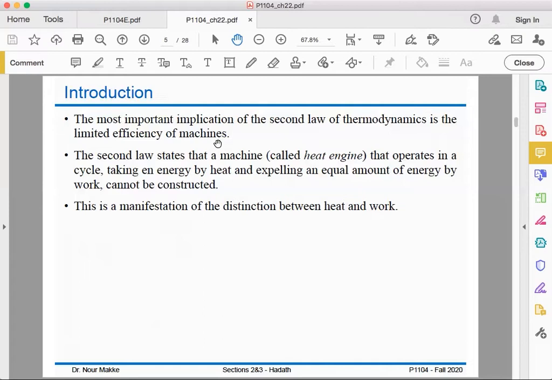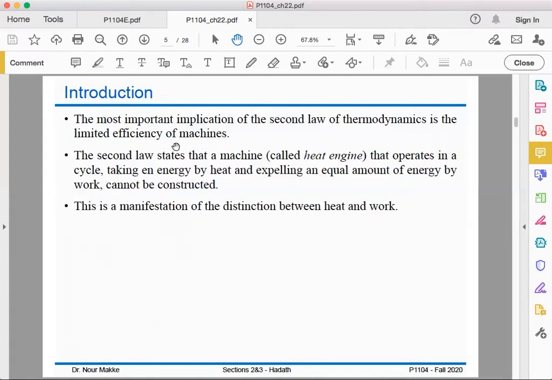Always the amount of work given or produced by this machine is less than the amount of heat which is taken. So this is why we say that a machine that takes an energy by heat does not expel an equal amount of work, never expels an equal amount of work. And so this is why we talk about limited efficiency of machines. Yani a machine cannot be 100% efficient.